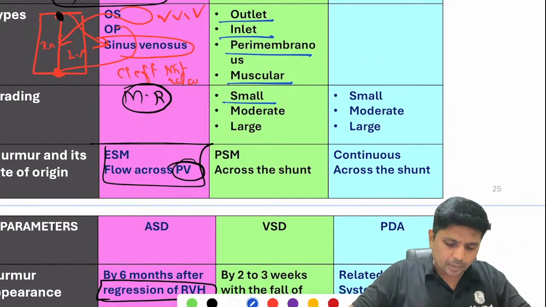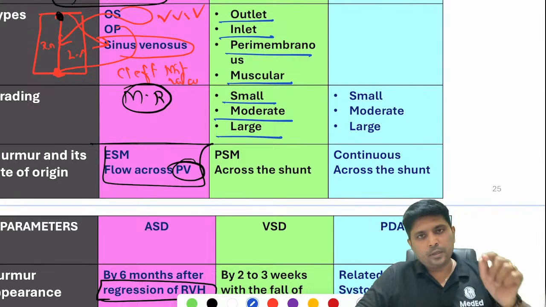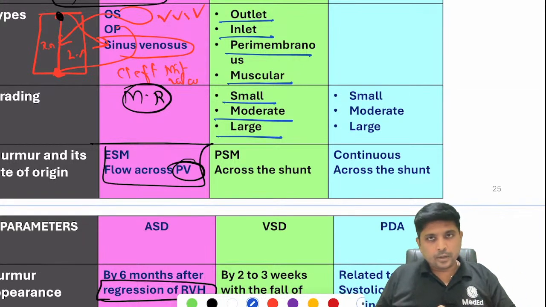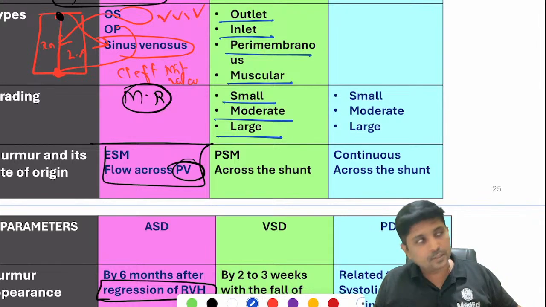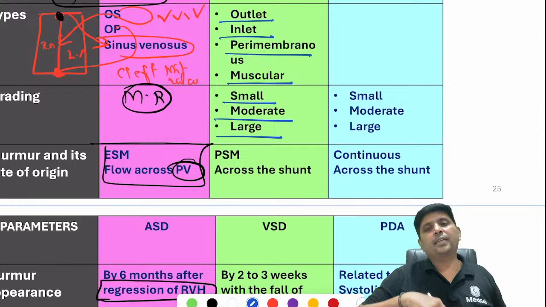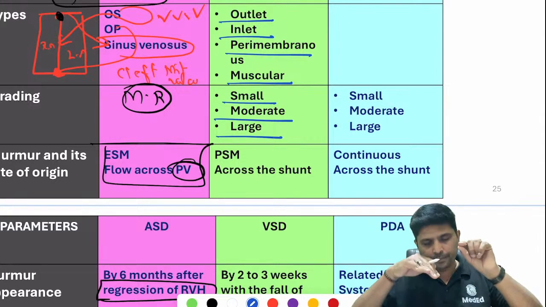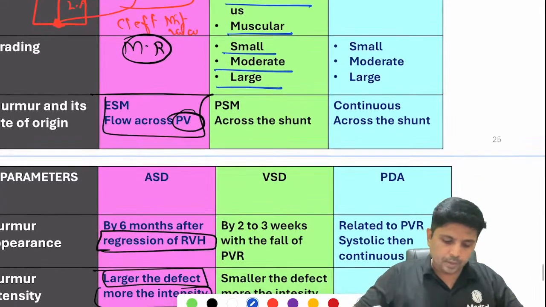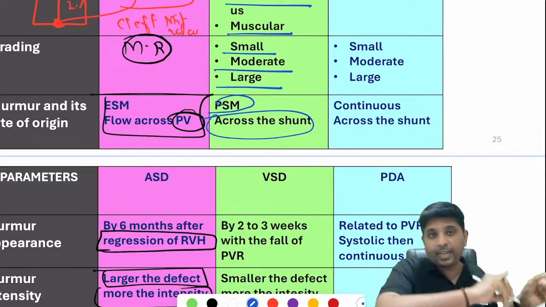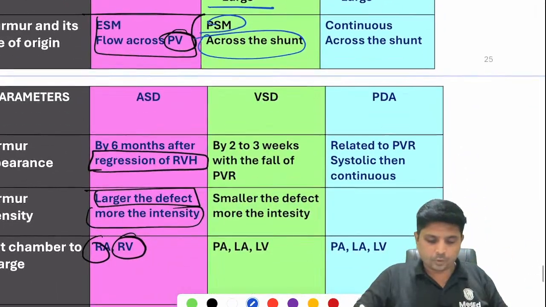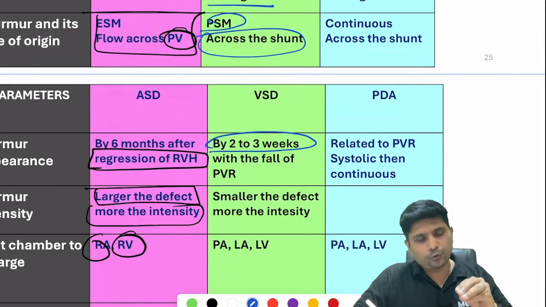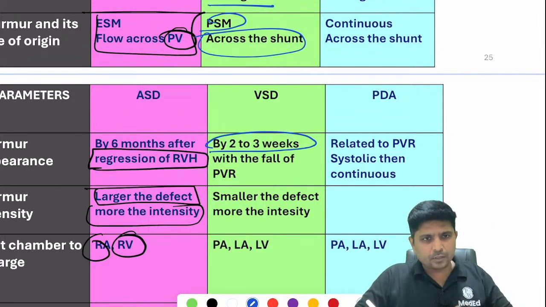Okay, it can be a small, moderate, or large VSD. Smaller the size, more the murmur, less the CCF. Larger the VSD, more the CCF, lesser the shunt murmur. This pansystolic murmur across the shunt, whereas in ASD it is a flow murmur. Okay. So VSD usually manifests with failure around 2 to 4 weeks, when the pulmonary vascular resistance falls.